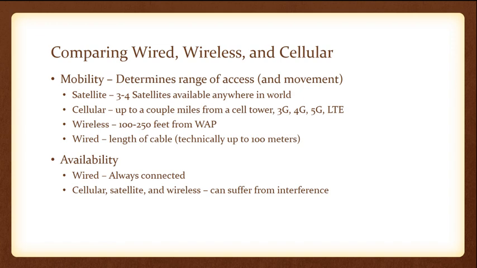It seems like no matter where you go, you have a cell phone tower that's pretty close to you, and it can be either 3G, 4G, 5G, LTE, but it's available nearly everywhere with different speeds. Next is wireless. Now, typically you can go anywhere from 100 to 250 feet from your wireless access point. I would probably say it's closer to 100 than it is 250 feet. But as long as you're within range of your wireless access point, then mobility is not a problem.